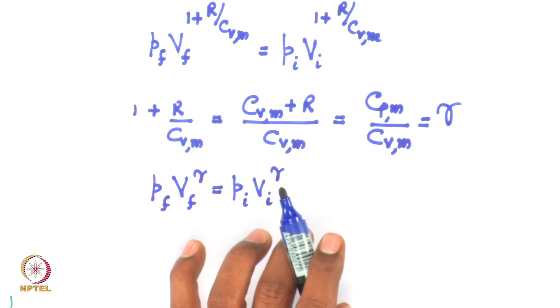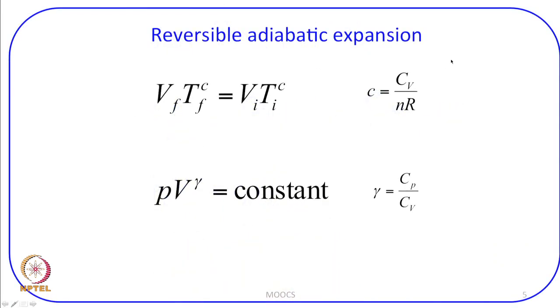Now, let us go back. What we have in this is P V gamma is equal to constant, where gamma is the ratio of C_p and C_v.